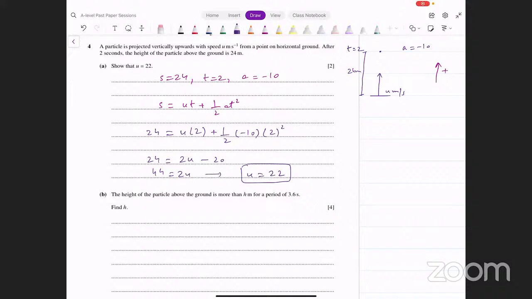Okay, let's look at part B now. The height of the particle above the ground is more than h meters for a period of 3.6 seconds.